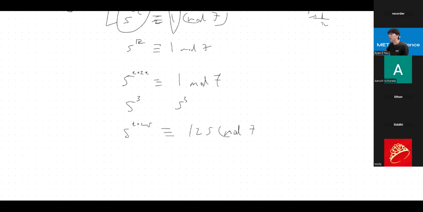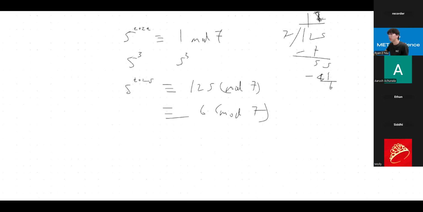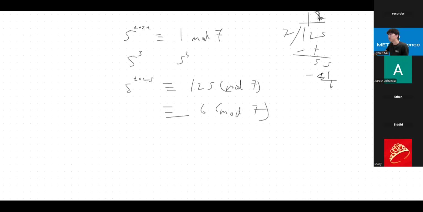So now all we have to do is simplify this. How many times does 7 go into 125? Well, 1, and then an 8, nope, not an 8, a 7, right? Then we get 49, and it's 6. So in the end, this simplifies to 6 mod 7. And so we know that 5 to the 2025 has a remainder of 6 when we divide by 7.